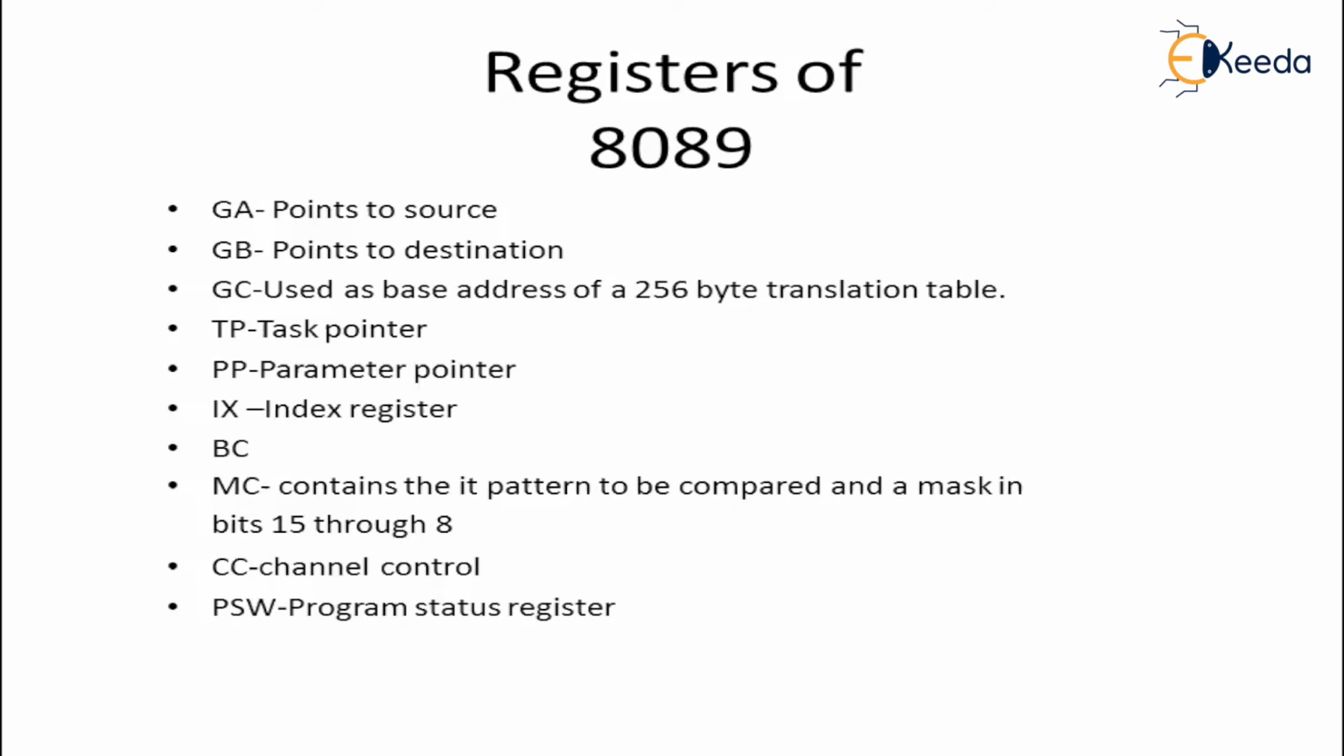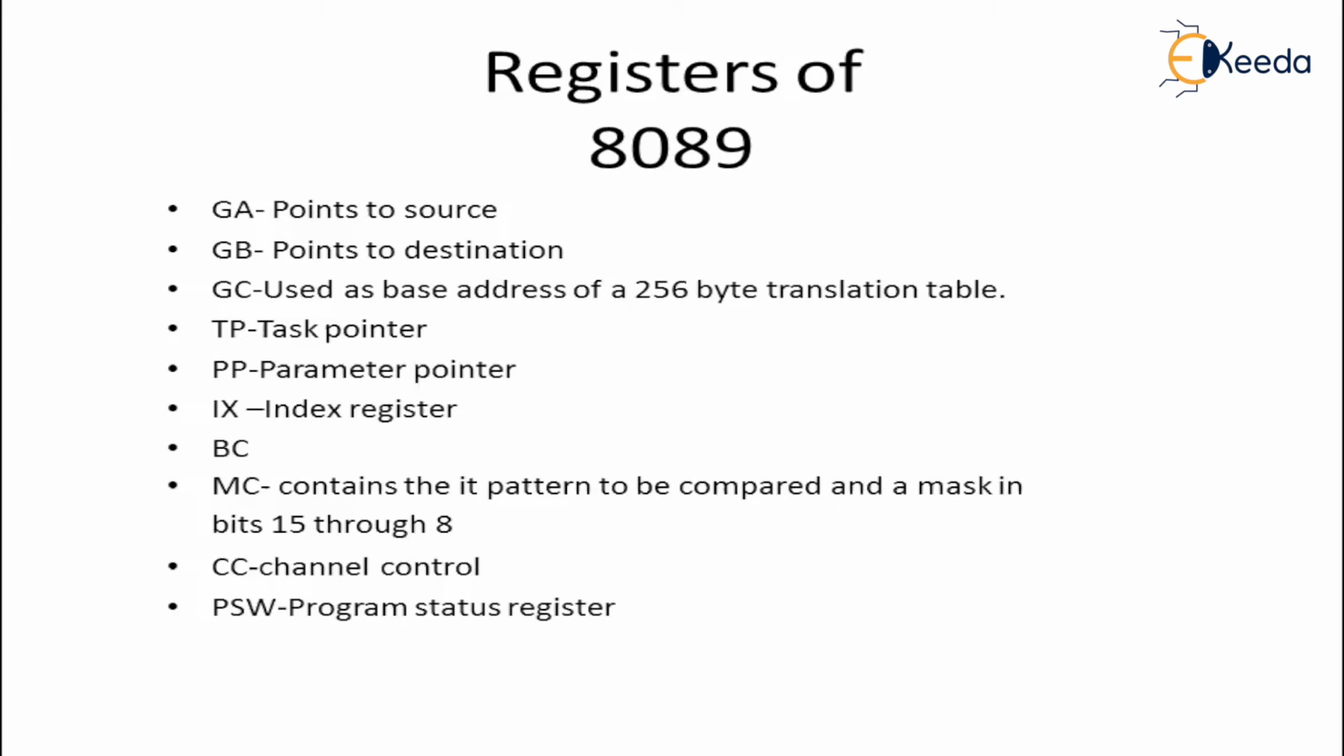IX, index register. Now you should understand that when the word index comes, it is unique. Each and every register has its unique address. There can be no duplicacy when it comes to the naming of an index. Then we have MC. It contains the pattern to be compared with a mask in bits 15 through 8.